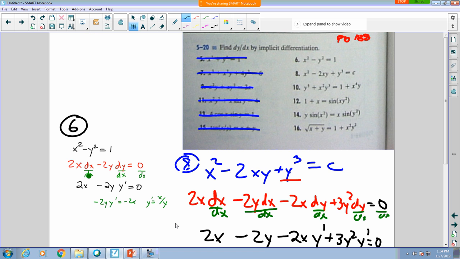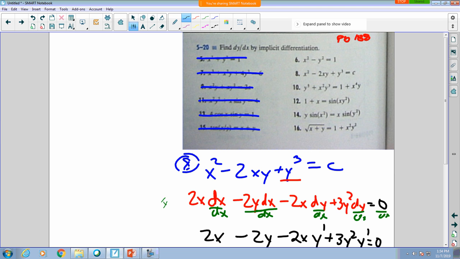So 10, again, we'll try putting 10 up here, and I'm going to erase this. Give this a shot. Again, text this on page 188. y to the 5th plus x squared y to the 3rd equals 1 plus x to the 4th y.